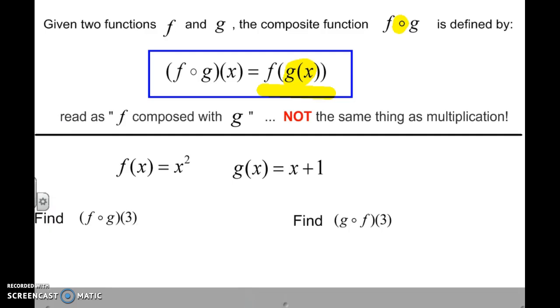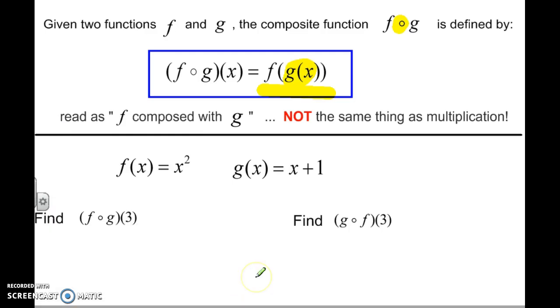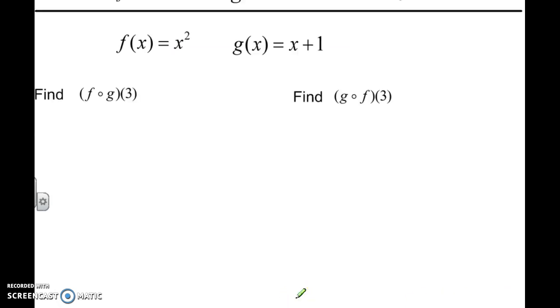So let's look at a couple examples here. Given the function f of x is x squared and g of x is x plus 1, let's answer these questions here. The first thing I want you to do is rewrite this in the proper form. So this would be f of g of 3. And so just like order of operations, we're going to work from the inside out. The inside function is g of 3.